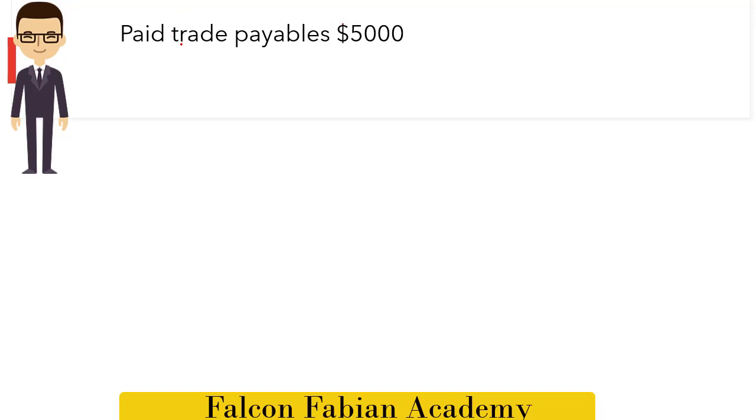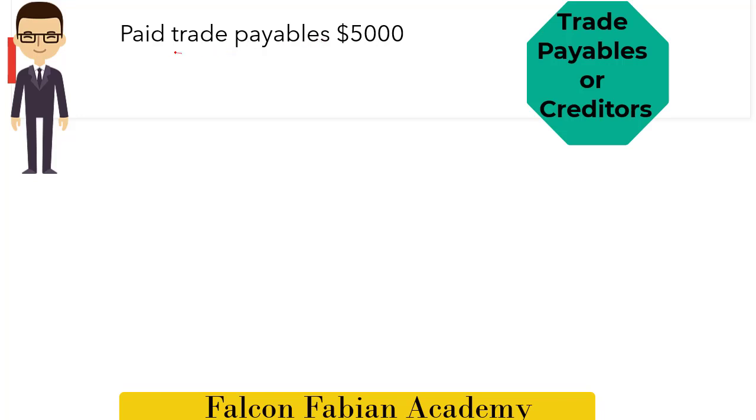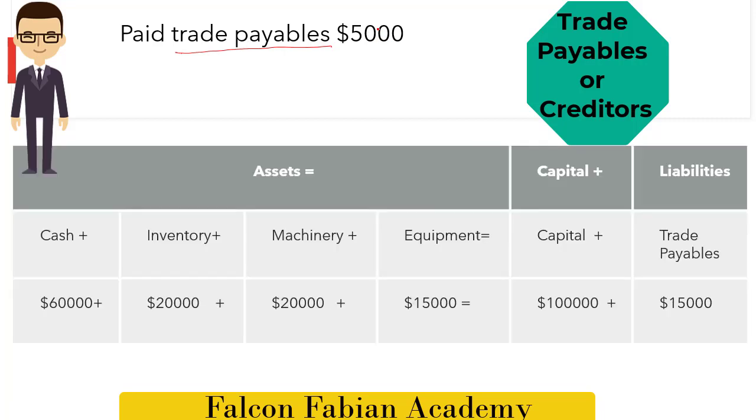And the last transaction is paid trade payables 5,000. Now what is trade payables? Trade payables is the person from whom inventory is bought on credit. Another name for trade payables is creditors. So one account over here is trade payables, and you're paying this money in cash. So the second account is going to be cash. Now let's have a look at the accounting equation. So this is your accounting equation. So under assets, you have cash, inventory, machinery and equipment, and the total of this is equal to capital plus liabilities, which is trade payables.